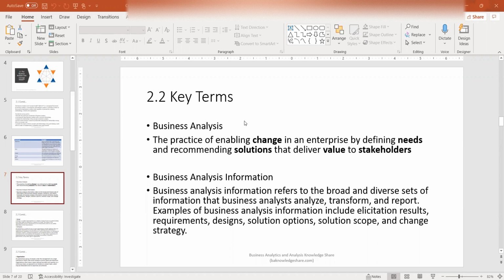Business analysis information refers to the broad and diverse sets of information that business analysts analyze, transform, and report. Examples of business analysis information include elicitation results, requirements, designs, solution options, solution scope, and change strategy. So we went through business analysis. We went through business analysis information. Now let's see what's next.